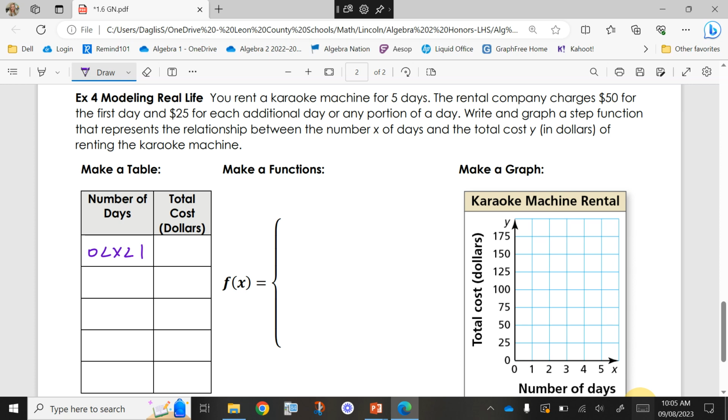What does it cost for that first day? $50. Am I equal to anything here? We're equal to the 1. So on day 1, you are being charged $50, right?